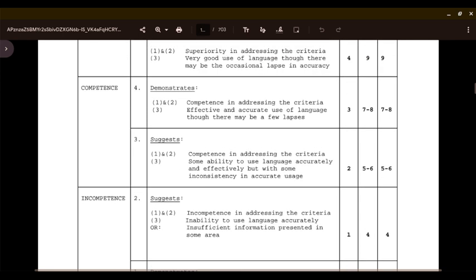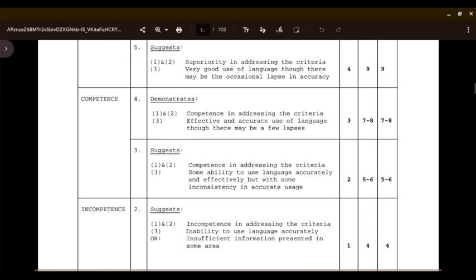Then we're going to go to the competence section. This is where you want to at least aim for, at least right now. When I say right now, you're now starting to prep for the exam. You want to make sure at least you're competent. It means that you have less climbing up to do. Okay? So we have level 3 and level 4. Level 3 suggests that you're competent. Level 4 demonstrates that you're competent. So you really want to hit that level 4, right? So let's look at a breakdown.